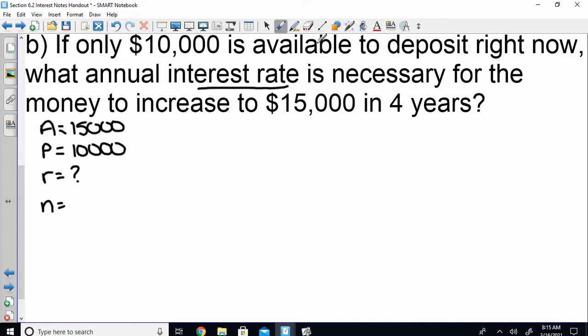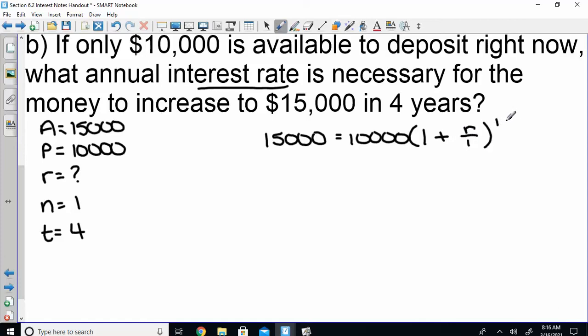N, I failed to put it in this part, but we're just going to assume it's the same as part A. So N still just compounded that 1 time per year. And T, how many years do we have this time? 4. So plug into the formula. A, so 15,000 equals P, 10,000, 1 plus R over N, which is 1, to the N times T, 1 times 4.